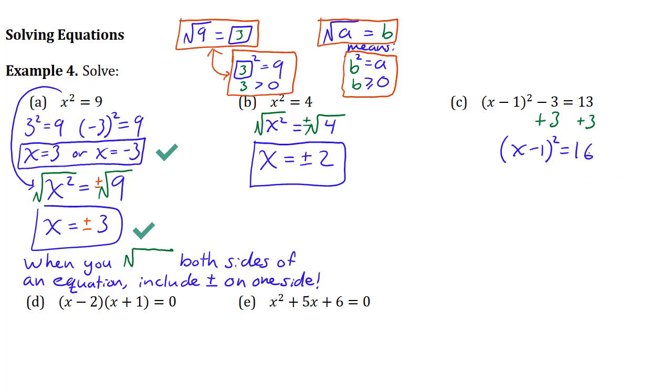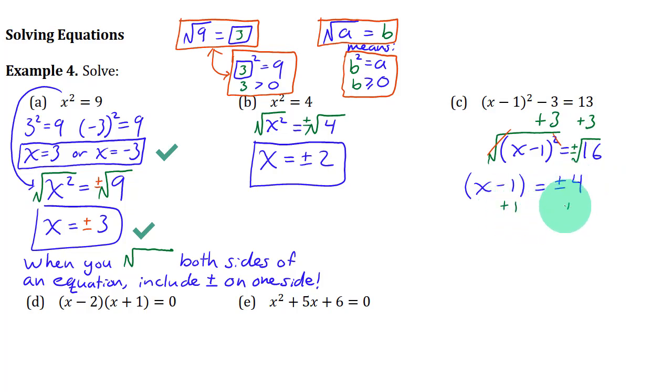At this point, now that you just have something to the power 2, you can take the square root of both sides. That will cancel that out. Include the plus or minus on one side, and the square root cancels out with the power of 2, and you just get x minus 1 over here, and the radical 16 is just 4, so we have plus or minus 4 over here.